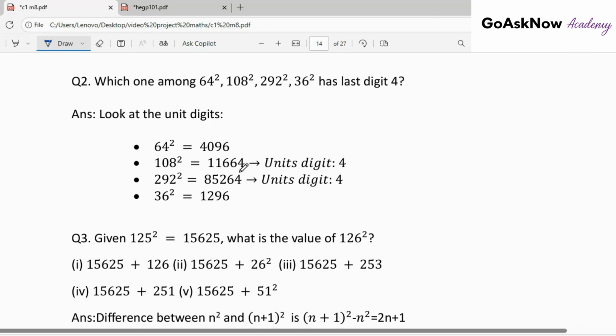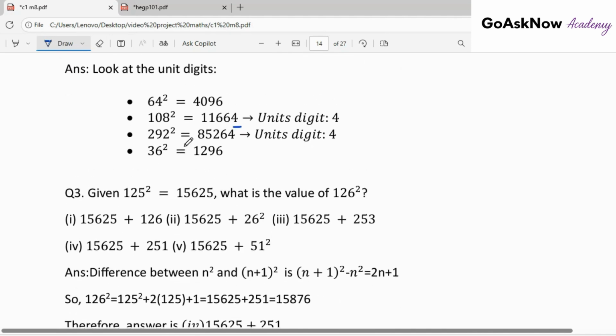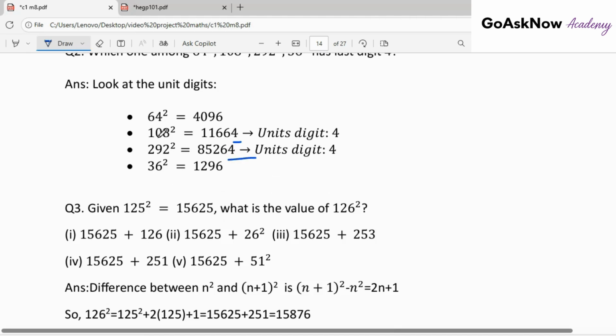11,664, whose unit digit is 4. 292 squared is equal to 85,264. The unit digit is 4. 36 squared is equal to 1,296. So the unit digit 4 appears in these two.